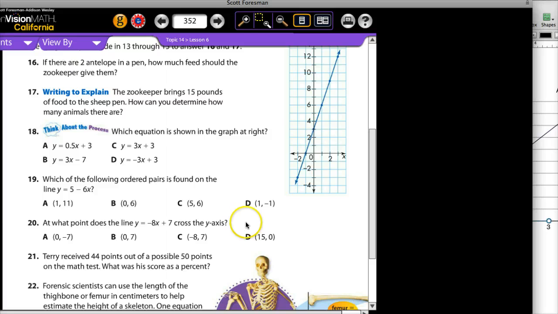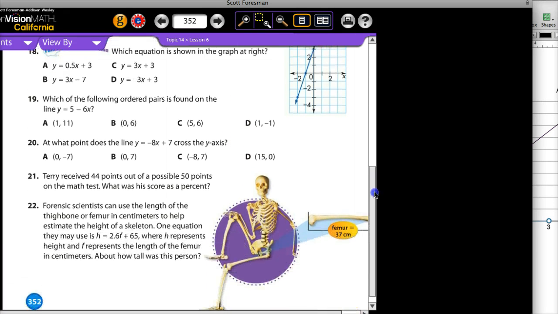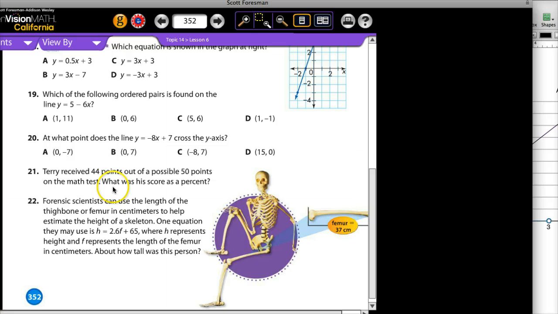Number 21, it says Terry received 44 points out of a possible 50 points on the math test. What is his score percent? This should be pretty simple for you, okay? I'm not going to give too much of a hint, but again, you can set it up as a ratio. You can also use if 50 points is half of 100, if you double that, you could also do the same to this. Just make sure that you're paying attention to keeping it balanced. And what I mean by that is if you do something to this, make sure you're doing the same to this. Okay, that should be it for tonight.